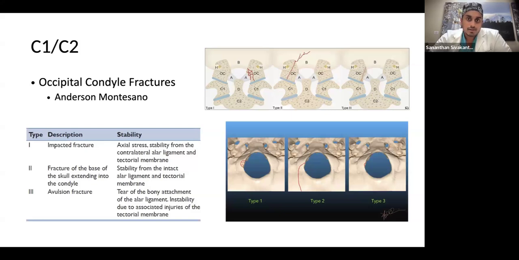Starting up at C0-C1, fractures can be classified under the Anderson-Montesano classification. Type 1 fractures being impaction fractures, where axial stress causes essentially an impaction injury around where the alar or tectorial membrane would insert. Type 2 fractures are fractures of the base of the skull, which then extend into the condyle, and generally speaking, these are relatively stable. And then type 3 fractures are avulsion fractures, where the insertion of the alar ligament has been torn.